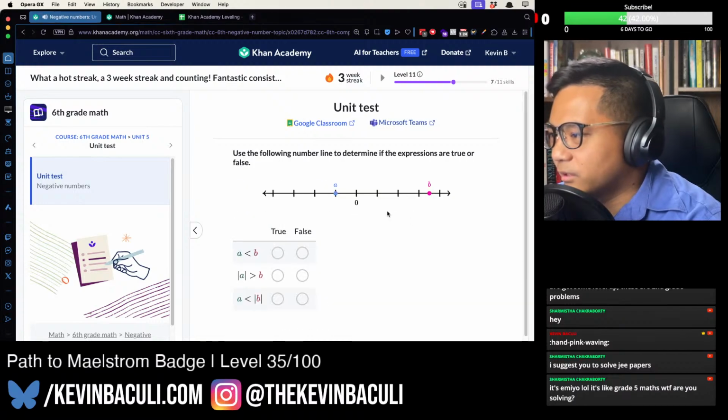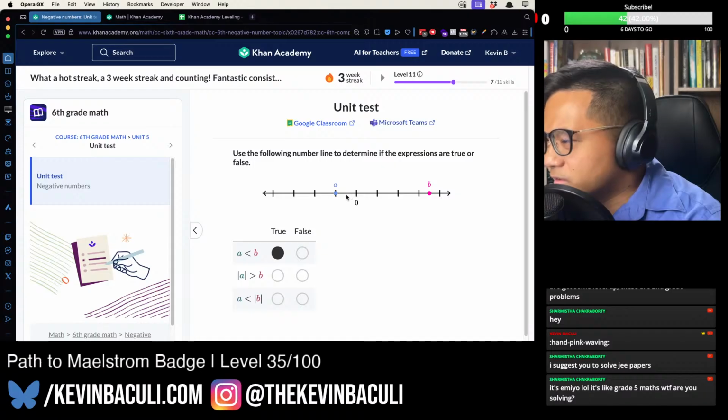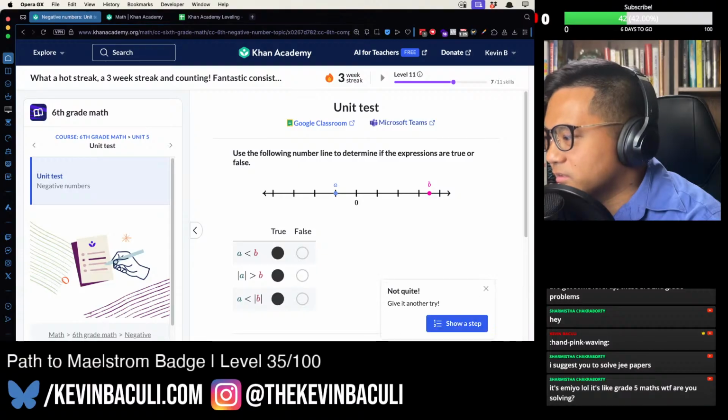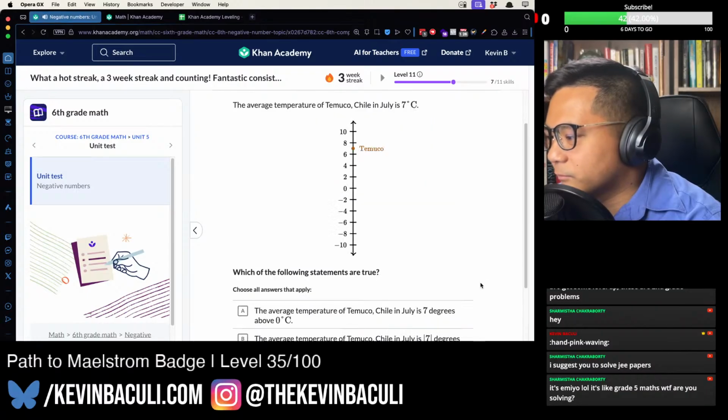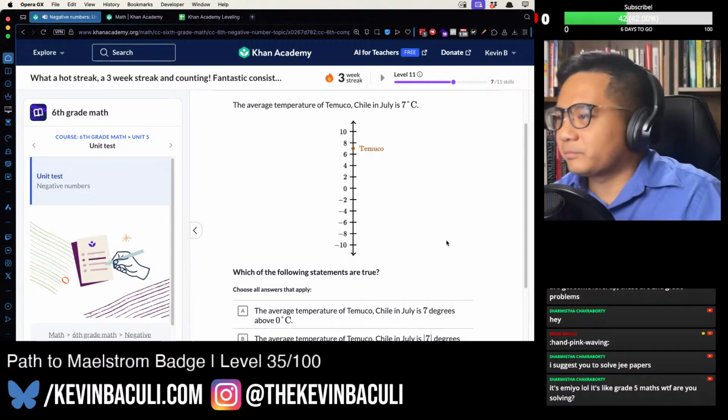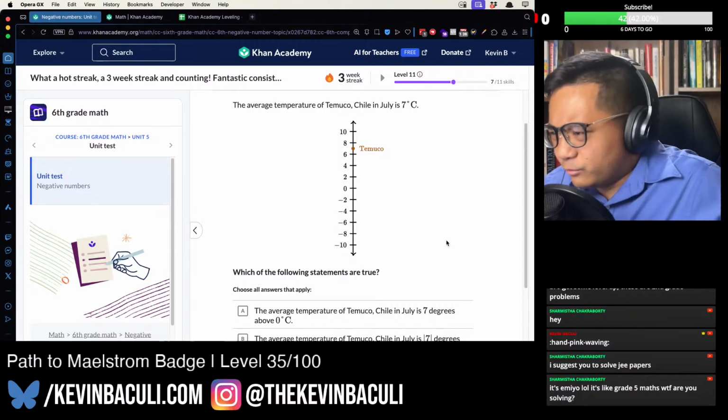Okay, there we go. Use the following number line to determine if the expressions are true or false. A is less than B, absolutely. Absolute A is, yes it is. Is less than that, yes it is. Which one? Oh. Dang, I can't believe I got that one wrong. I'm reading these a little bit too fast, so.